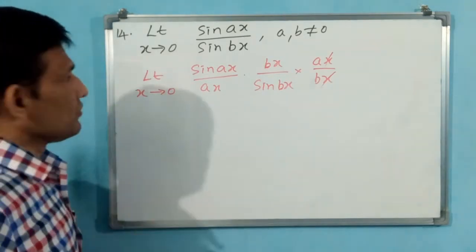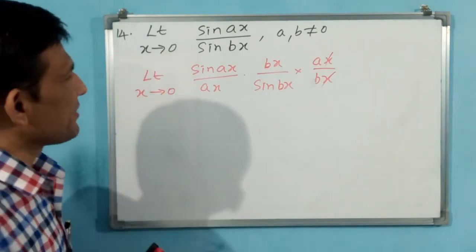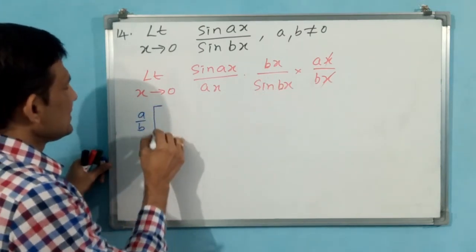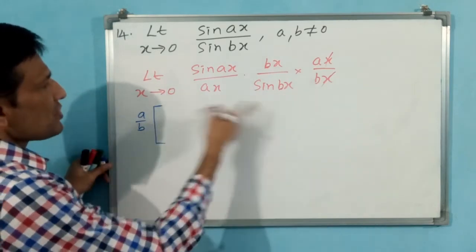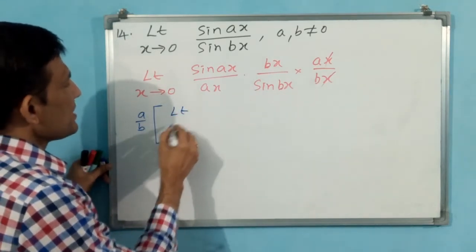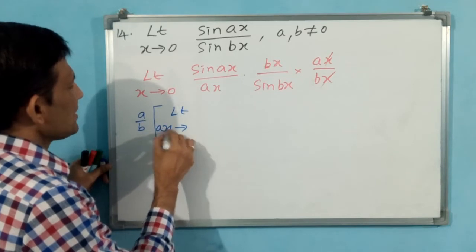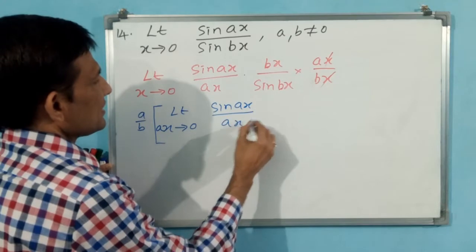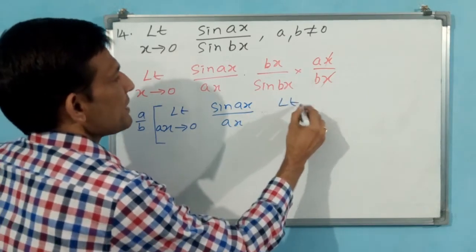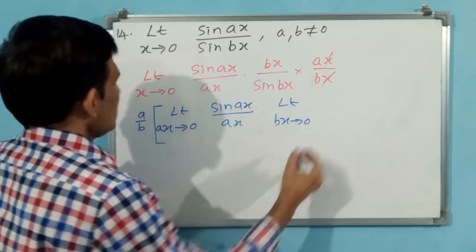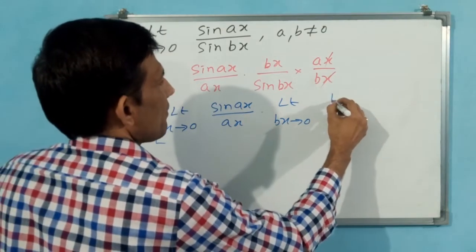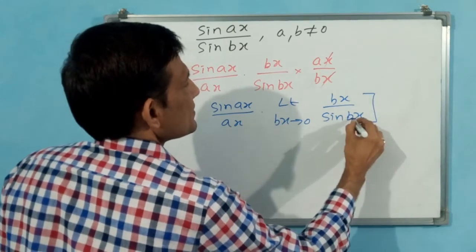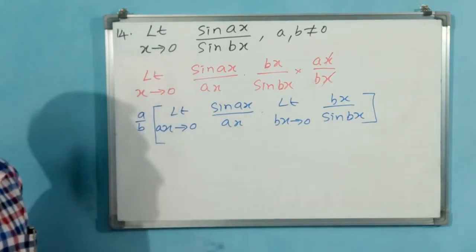Now what I am doing, you see. Simply observe how I am writing. A by b I am taking common, scalar. Now I am changing this. How I am changing, you see. Limit x tends to, ax tends to 0, sin ax by ax into limit bx tends to 0, bx by sin bx. Is it okay? Definitely okay.